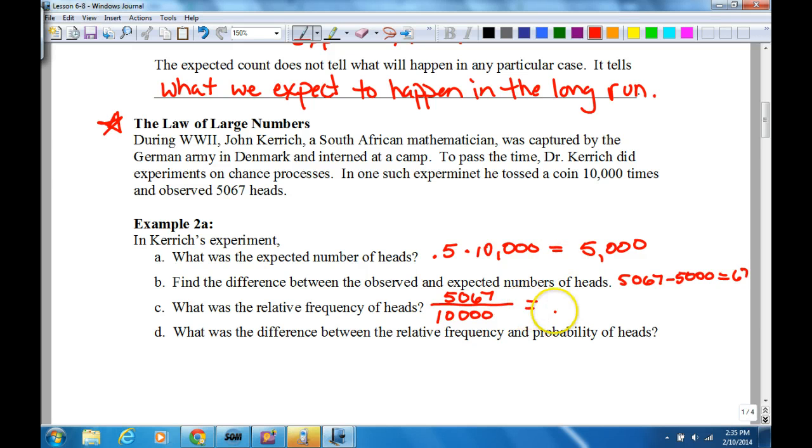And that equals 0.5067. So it says, what is the difference between relative frequency and the probability of heads? You're just going to take 0.5067 minus 0.5, and the actual difference between those is very small, right? 67 seems like a lot, but in the big scheme of things, it really isn't.